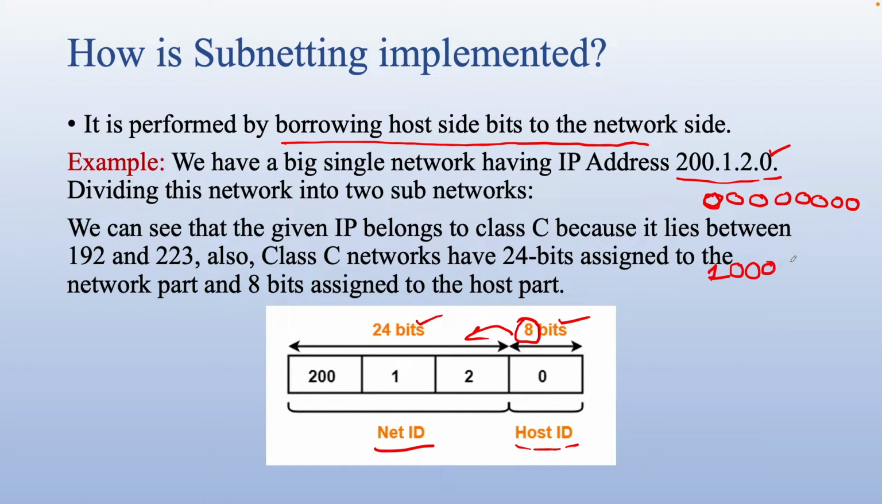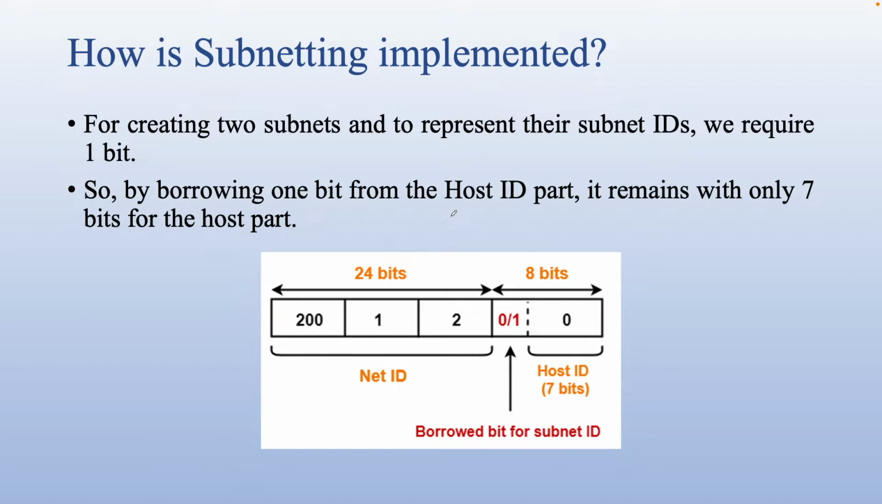The rest of the remaining bits are the same, right? So if I take the first bit as 0 and the first bit as 1, these are 2 separate networks. This network is a separate network, and this network is a separate network, right? So this is how you divide it. They have shown in this diagram also that we are borrowing 1 bit out of these 8 bits, as 0 and as 1.